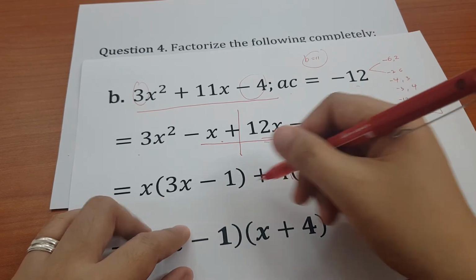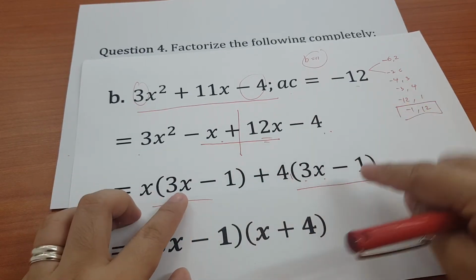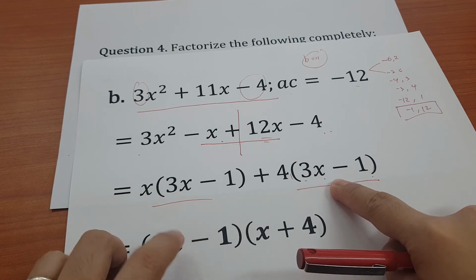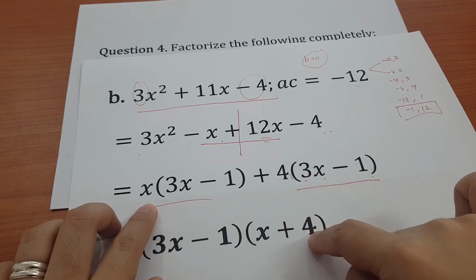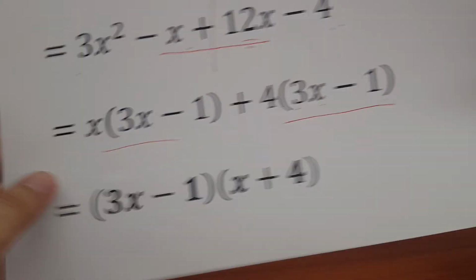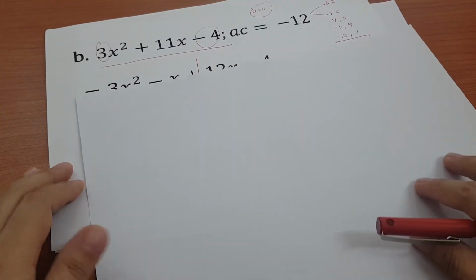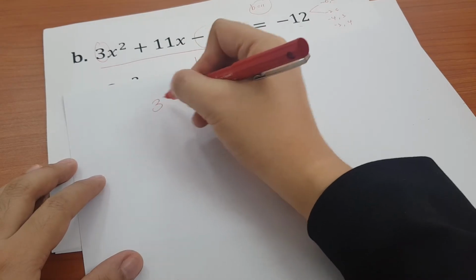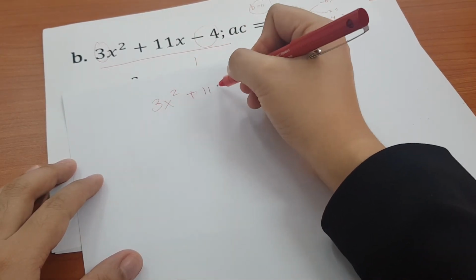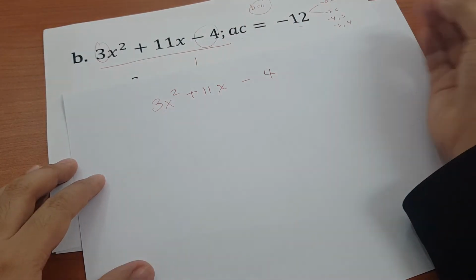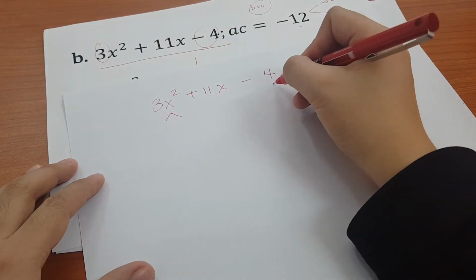Now, if you look at this side and this side, the common is 3x minus 1, and the remaining is x plus 4. Or you can apply the trial and error. What is trial and error? This is another method. You'll just factor this and also factor this.